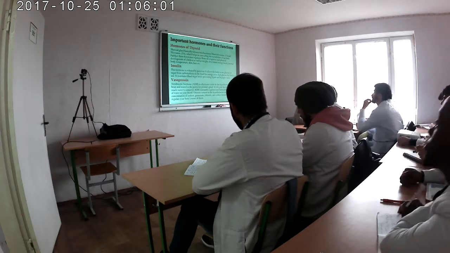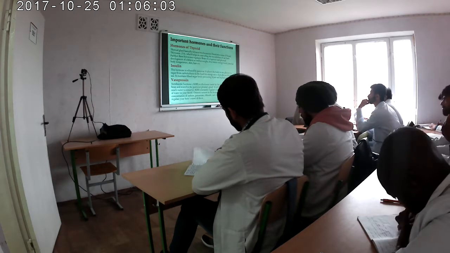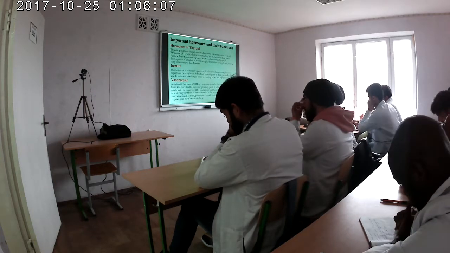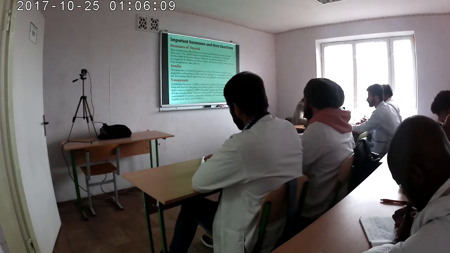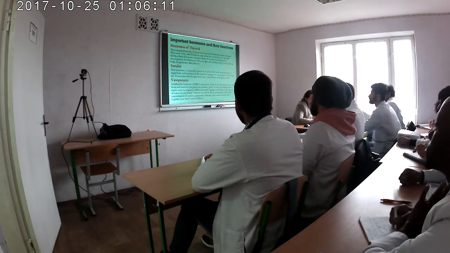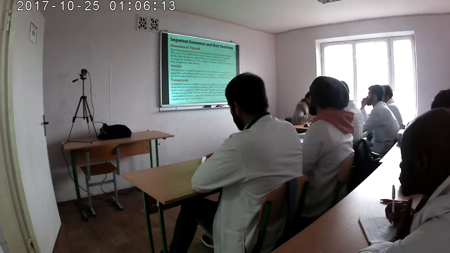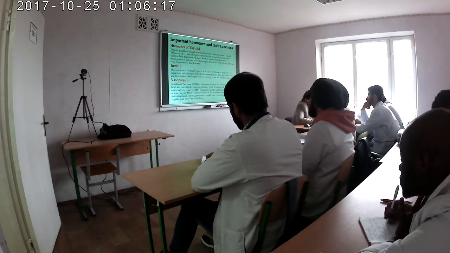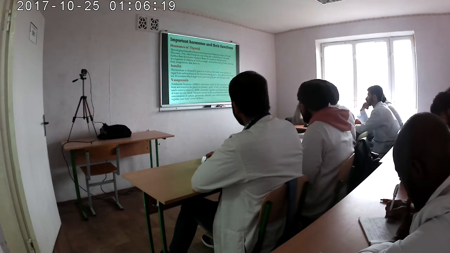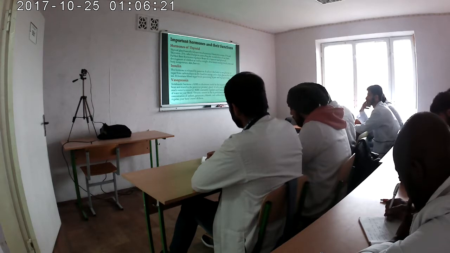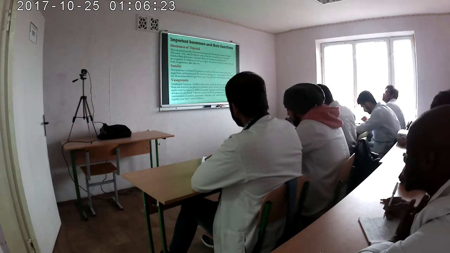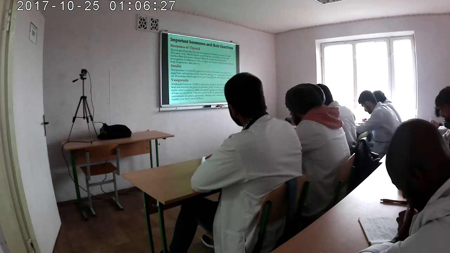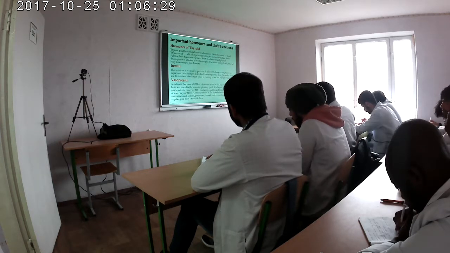Okay, let's review the hormones. So what important hormones and their functions do we have? Hormones of the thyroid. The thyroid basically releases two hormones, triiodothyronine, T3, and thyroxine, T4. Of course, there's also a third hormone, calcitonin, which is also secreted, but the main hormones of the thyroid are, of course, T3 and T4.